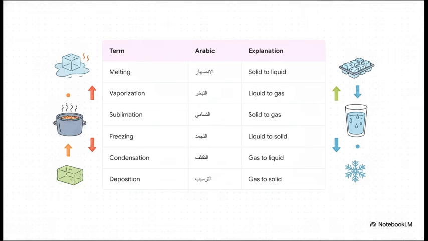So we've got melting, al-insihar, where a solid becomes liquid by adding heat. Vaporization, al-tabahor, liquid to gas. Sublimation, al-tasami, where a solid completely skips the liquid phase and jumps straight to a gas. Then, moving in the other direction by losing heat, we have freezing, al-tajamud, condensation, al-takathuf, and finally deposition, al-tarsib, where gas turns directly back into a solid. Definitely keep these definitions in the back of your mind.